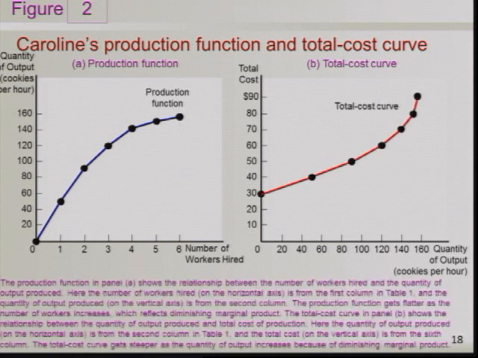Panel B, figure 2, shows our total cost curve. Okay, your author says that these are like two sides of the same coin because you have these diminishing marginal returns. You're constrained by maybe a piece of equipment or some bottleneck in your production process. We're going to see costs start to go up if we keep hiring more and more people and try to keep making more and more cookies and it starts to get crowded and we have too many cooks in the kitchen, so to say.